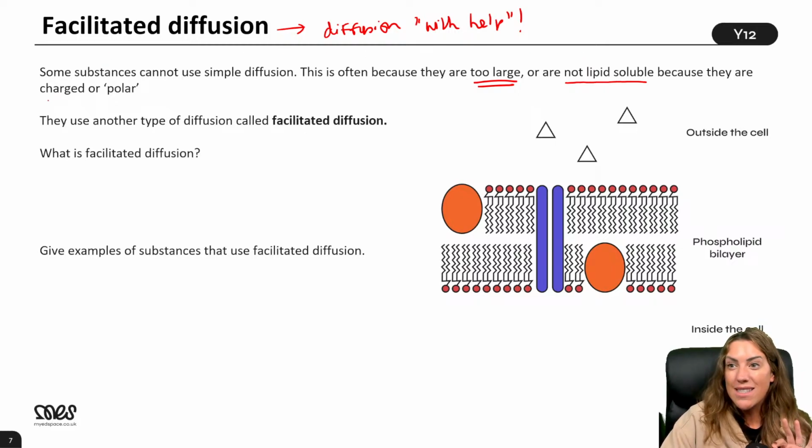Maybe it's because they are charged or polar. Who's heard of that word before? Polar.